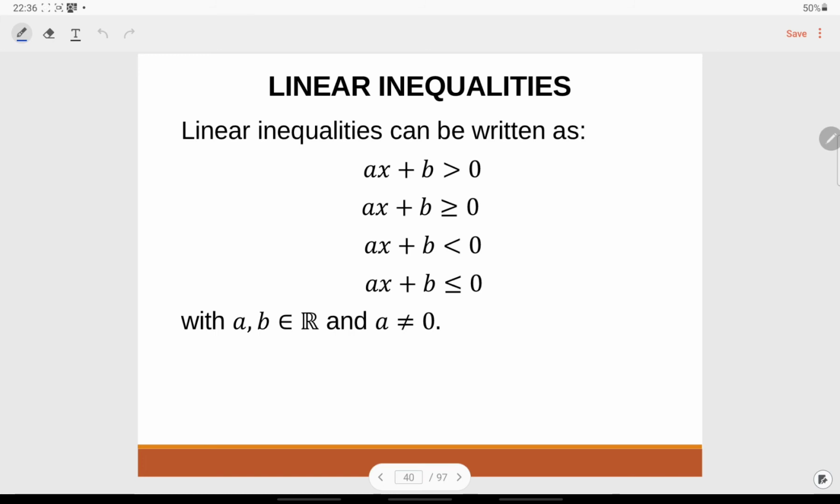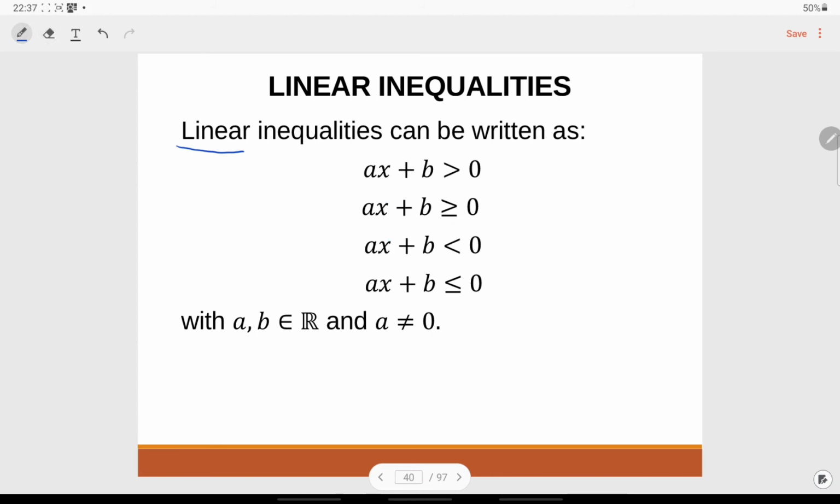Okay, now we move to the next topic, linear inequalities. Linear inequalities can be written as follows. We have the following four inequalities. What is the similarity? The highest power of x is 1. That is why we call it a linear inequality. The highest power is 1, and because the value is 1, I don't need to write the power.